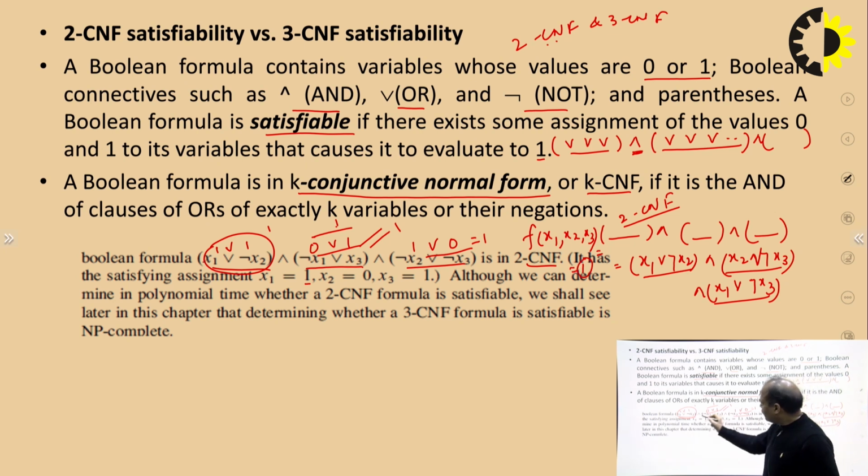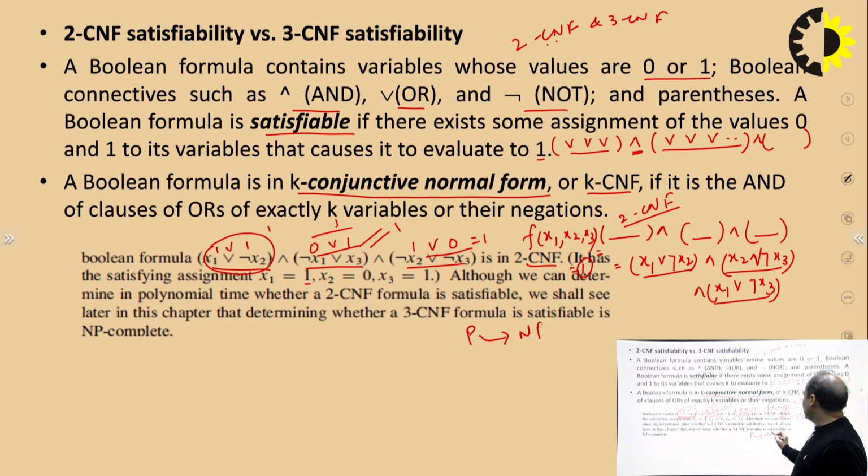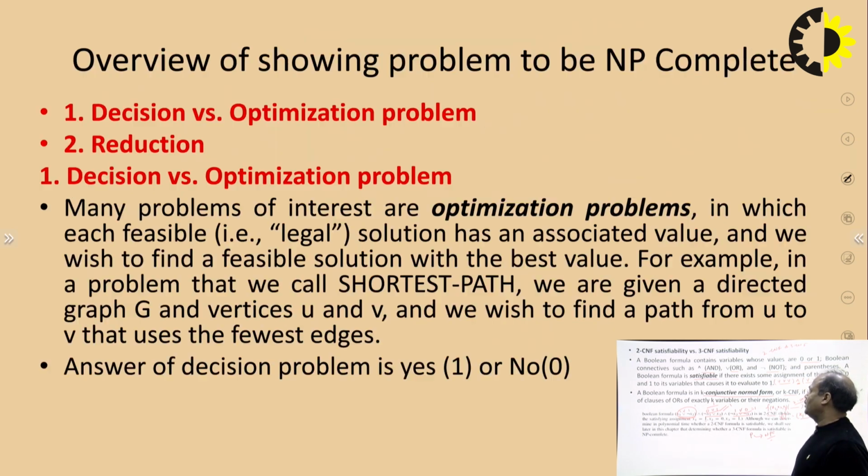Assigning such values can be done in polynomial time if we have only two variables within the parentheses. However, if we increase to more than two variables, the problem cannot be solved in polynomial time, so it becomes an NPC problem. So this is an important problem: 2CNF satisfiability versus 3CNF satisfiability.